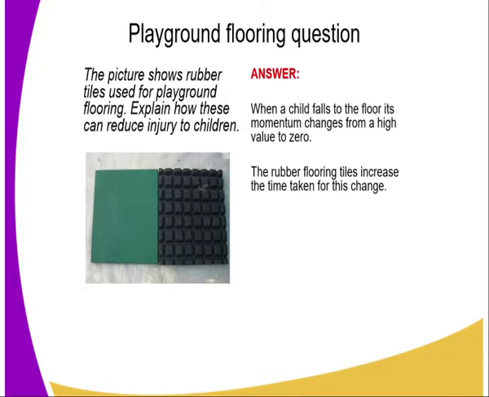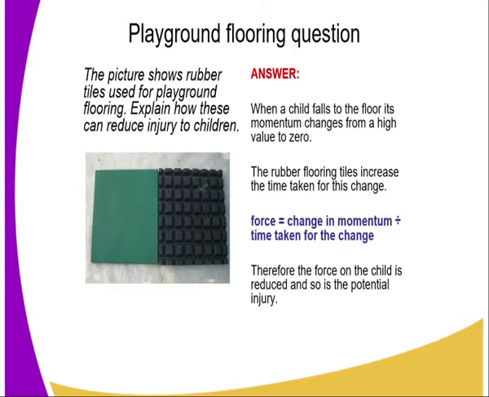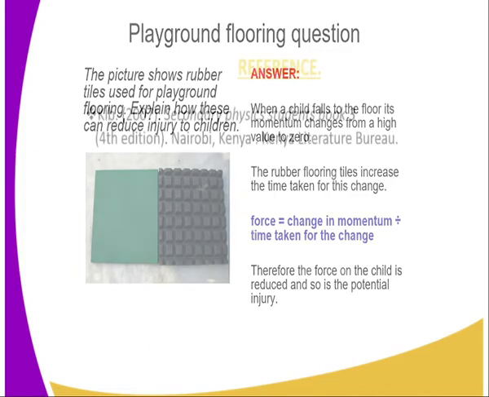So when a child falls on the floor, its momentum changes from a high value to zero. So the rubber flooring tiles increase the time taken for this change. So force is given by change in momentum per time taken for the change. So therefore the force on the child is reduced, and so its potential injury.